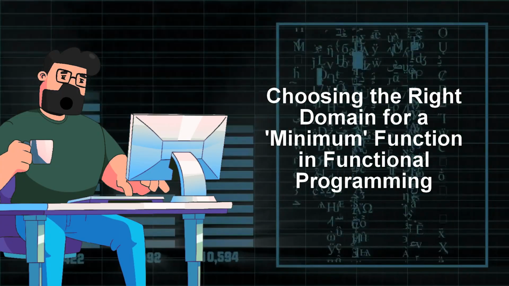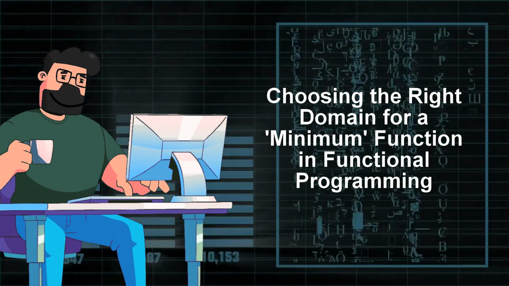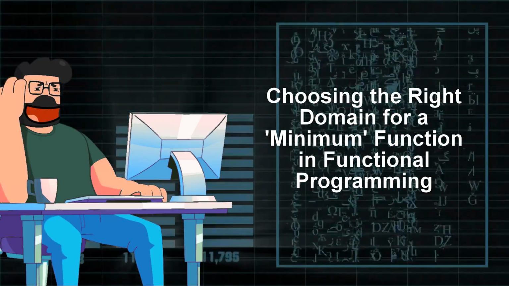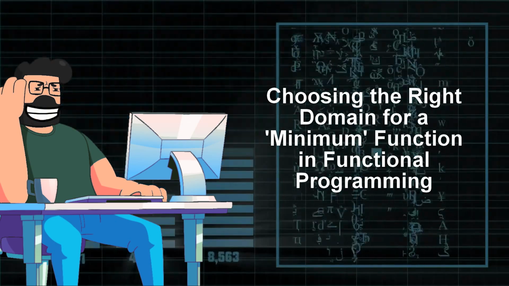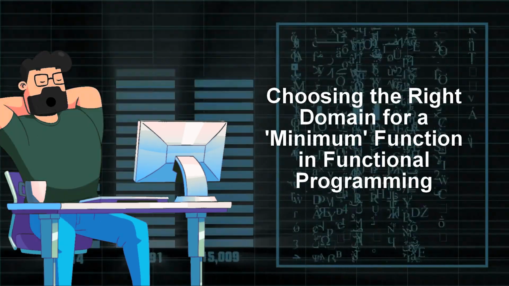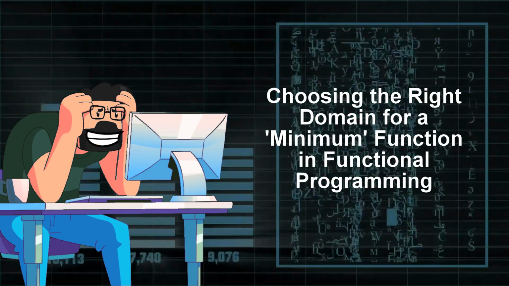Now, let's explore the solution provided to this interesting problem. The key insight here is that the mathematical definition of minimum leaves the empty list out of its domain. Just like you can't divide by 0, you can't find a minimum value in an empty list.